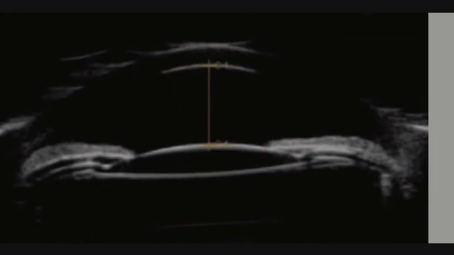This image is an IOL image. When an IOL is there, you will see it like this only.